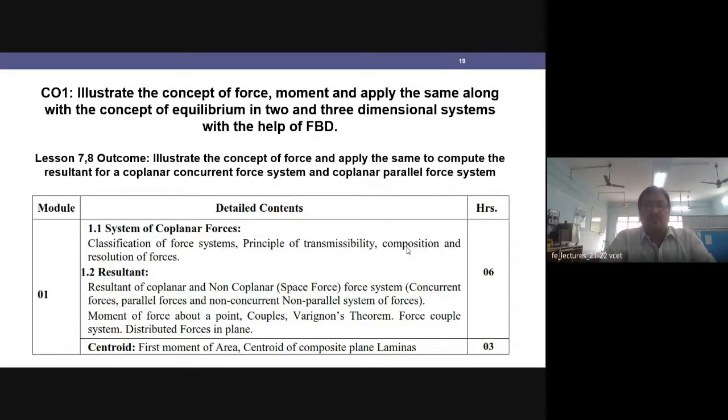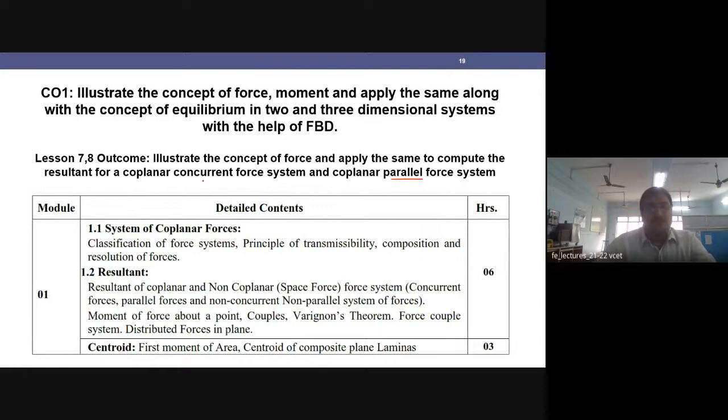So now today we'll be discussing, yesterday we started our discussion about coplanar concurrent force system, and we solved a couple of numericals about it. So today we'll be continuing that discussion, and we'll also be looking at how to find out the resultant for a coplanar parallel force system.